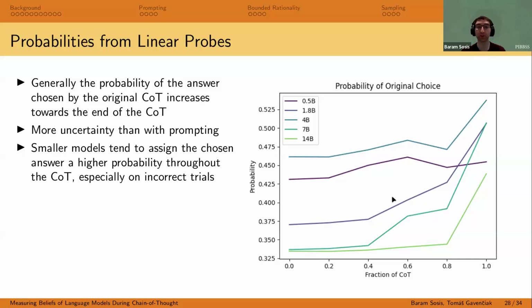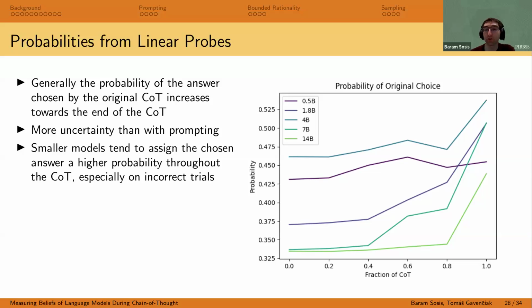So some things to note here. First of all, the range of probabilities is much smaller here. The y-axis is different. So for some reason, this is giving more uncertainty. It's not really picking the right answer very confidently, it seems. Again, the probability that it assigns to the chosen answer, the answer picked by the original chain of thought, does go up towards the end, which is what we want to see.